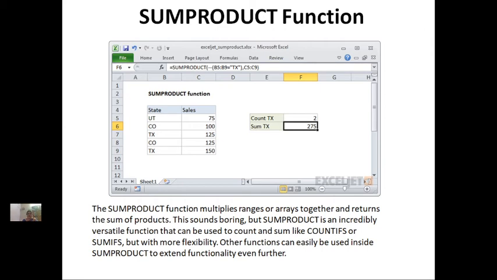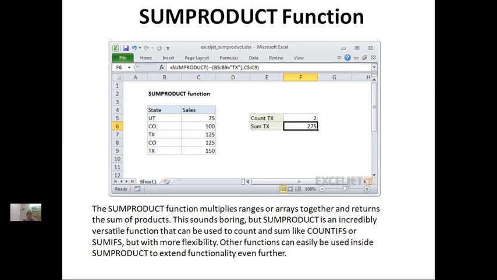Now let us go to the next slide, SUMPRODUCT. The SUMPRODUCT function multiplies ranges or arrays together and returns the sum of products. Now let us see an example: equal to SUMPRODUCT, open bracket, then B5 to B9 equal to TX, comma, C5 to C9.